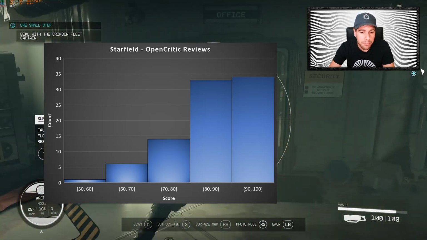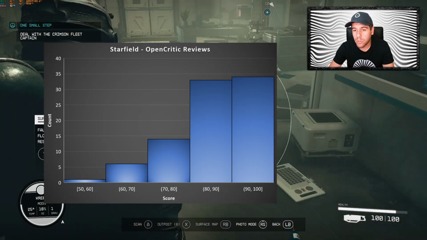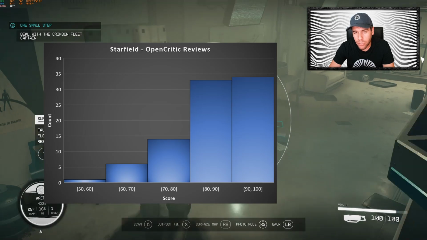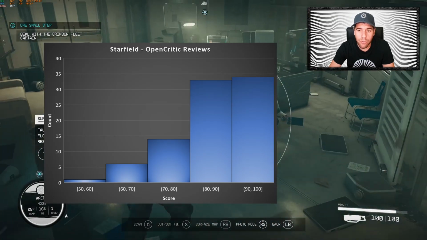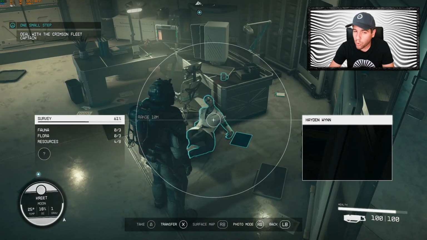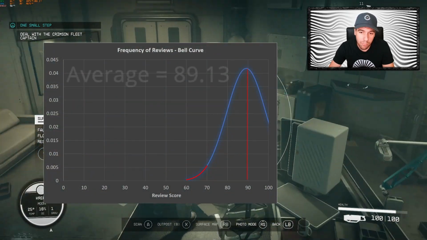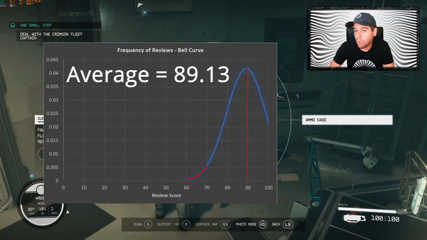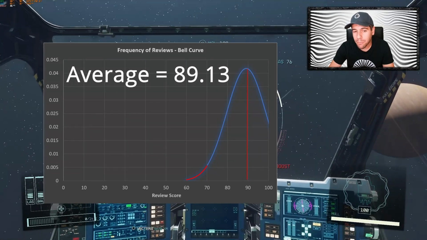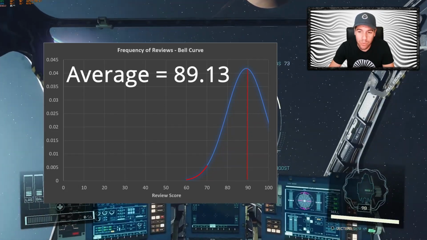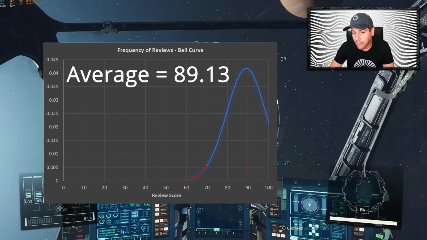There should be no surprise that the majority of the reviews are coming with scores above 80 over 100, as we can see here on the bar chart, since it is rated 88 over 100 on OpenCritic. If we normalize the data into a bell curve, as shown here, we get a mean, or average, of 89.13, which varies slightly from the 88 that OpenCritic is showing, due to the fact that we are excluding those 8 reviews that did not give a number rating.